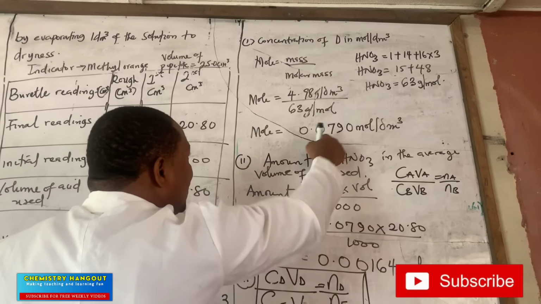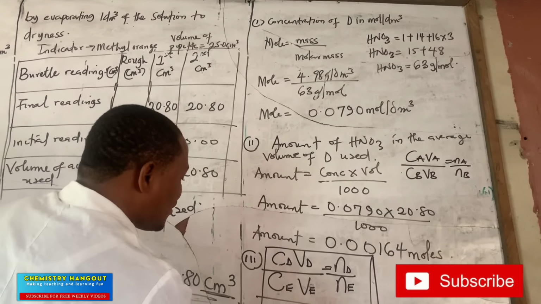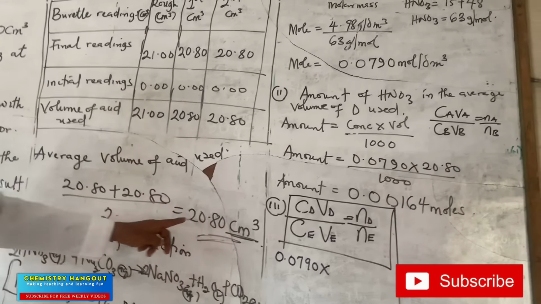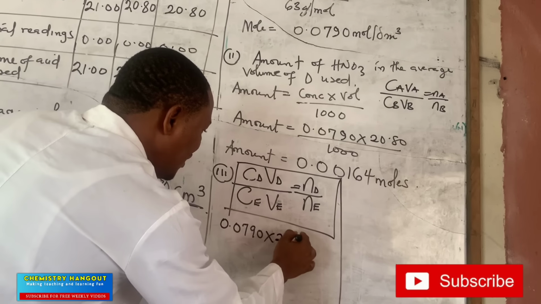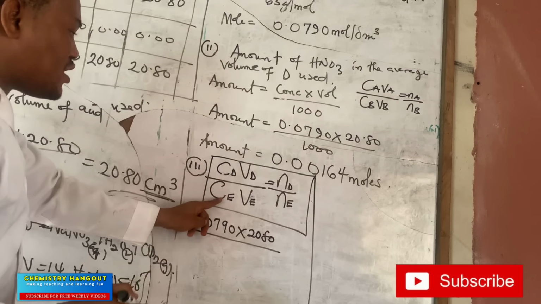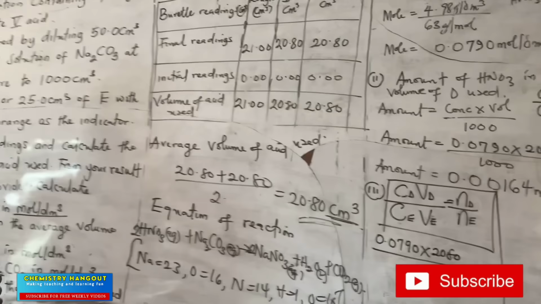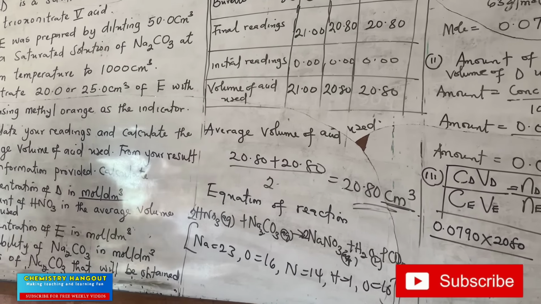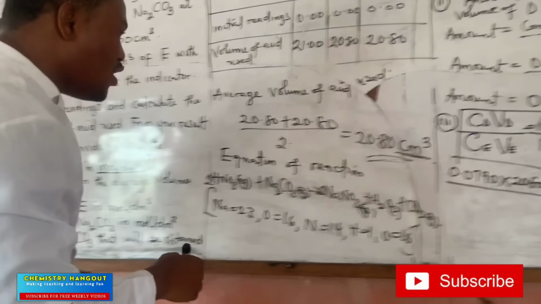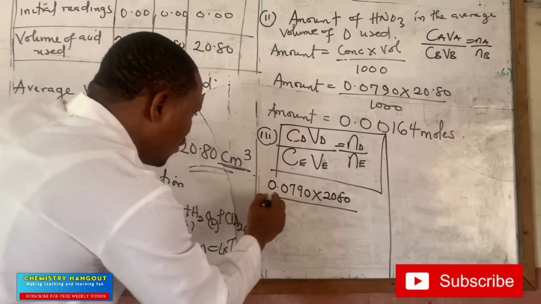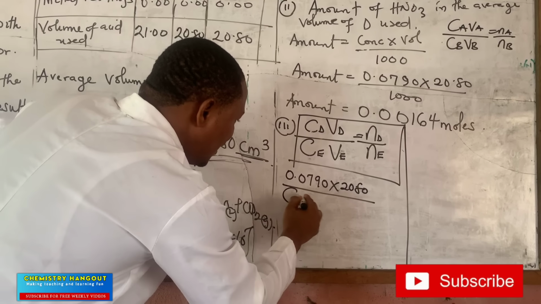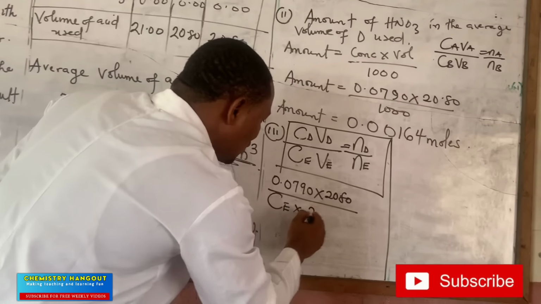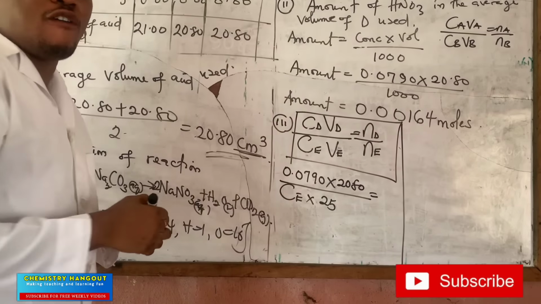So concentration of D will be 0.0790 times volume of D, that's our titer value, 20.80, over concentration of E. Can you see that now? That's what we're looking for. Sorry, it's not B, it should be E. Very important. So concentration of E, that's what we are looking for now. That will be CE times volume of E, 25, equal to amount of moles of D.